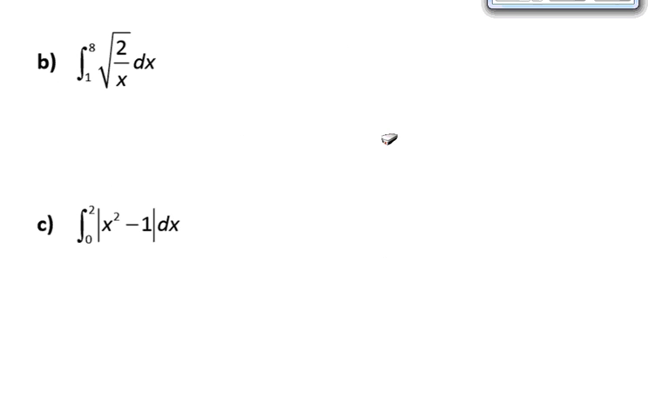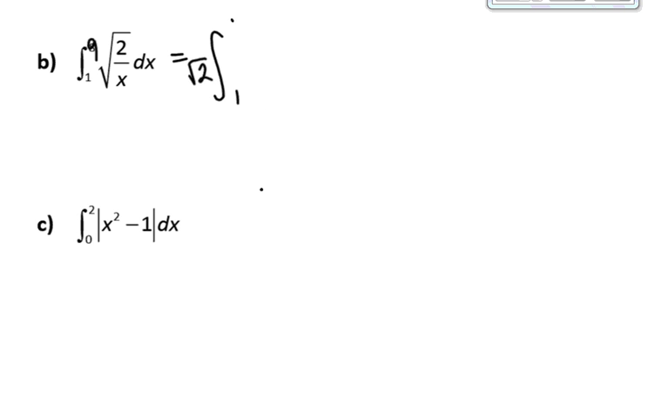Okay, now for part B. So first of all, I'm going to change this. This will make the problem a little bit easier. Let's make this from 1 to 9 instead of 1 to 8. Now, anytime we're taking an integral or a derivative, we like to simplify what we have inside that integrand. So I'm going to change this. And if you see that that's going to be the square root of 2 over the square root of x, square root of 2 is just going to be a constant multiple, so I can take that square root of 2 out in front just to make the problem look a little bit better.